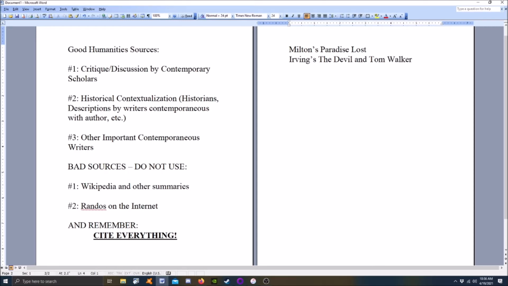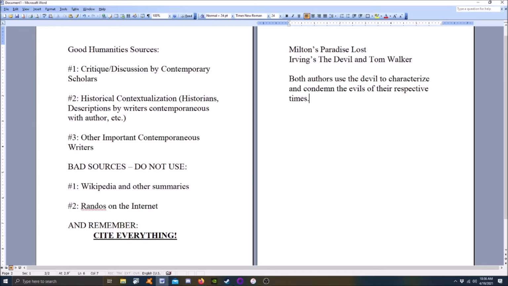And the thesis that I'd like to present here is that both authors use the devil to characterize and condemn the evils of their time. Or rather, their respective time, let's say. That'll help us to give us an idea of what we're looking for here.